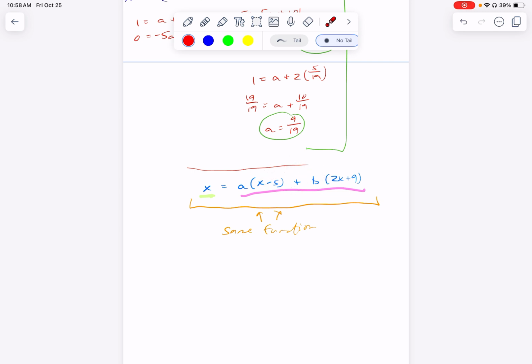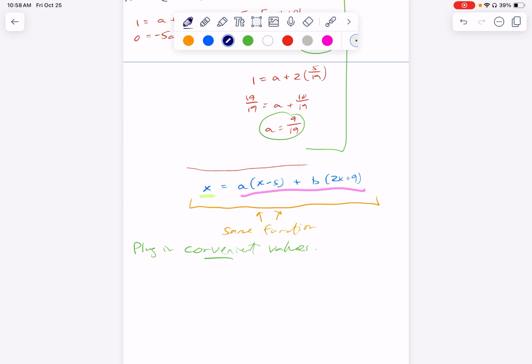So what you can do is you can plug in convenient values. Convenient meaning, are there values we could plug in that would allow us to solve for something really quickly? And the trick is, let's create zeros.